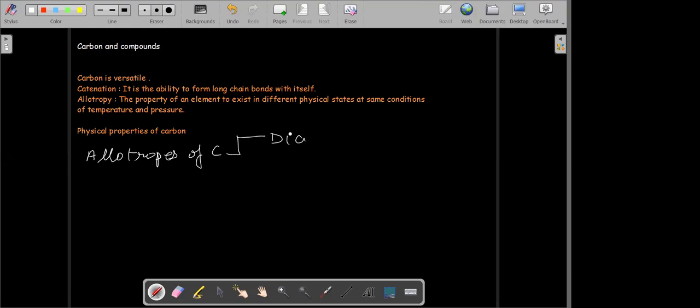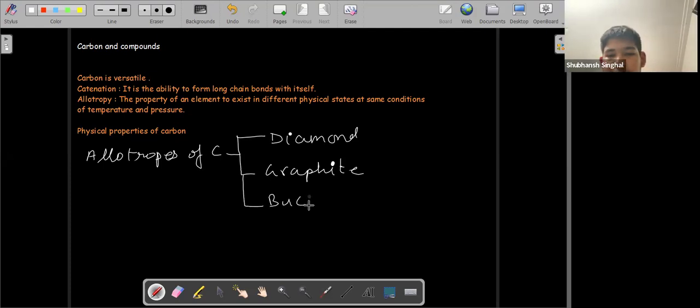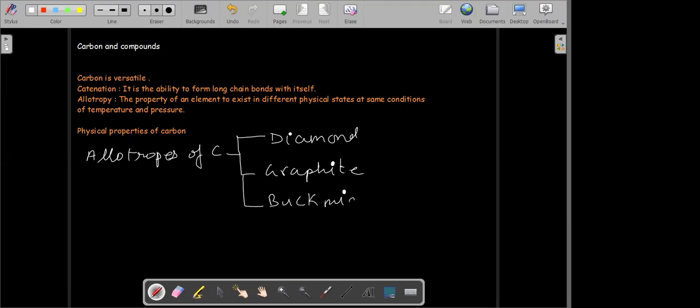All right. So diamond, graphite, and Buckminster fullerenes. Which are the natural allotropes? Diamond and graphite. Yes, diamond and graphite are the natural allotropes.